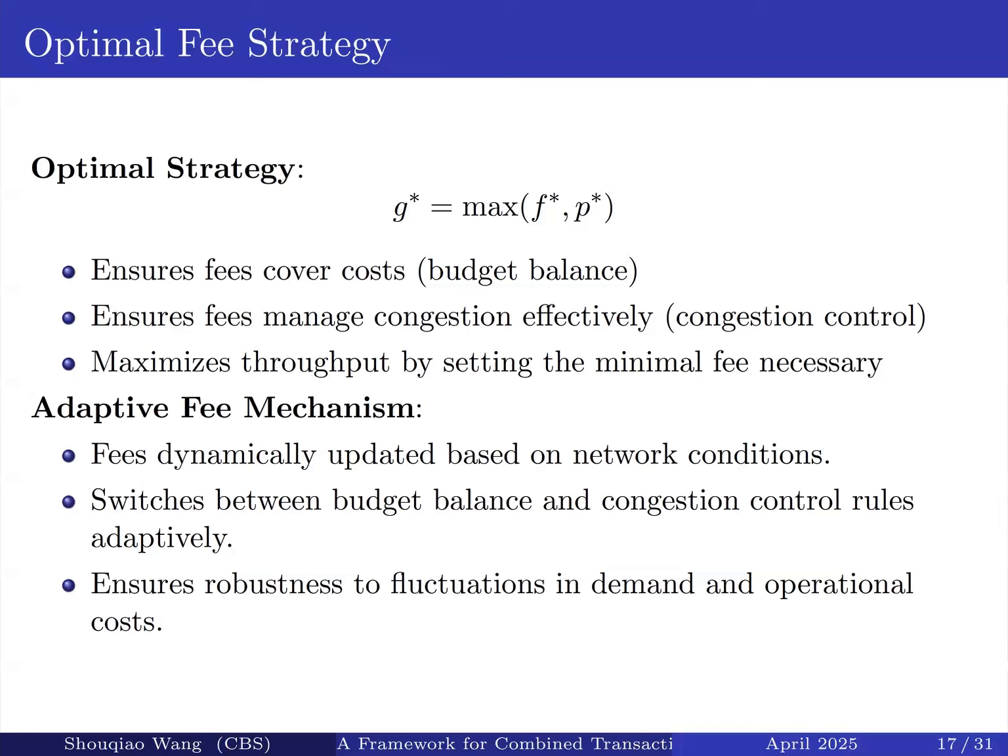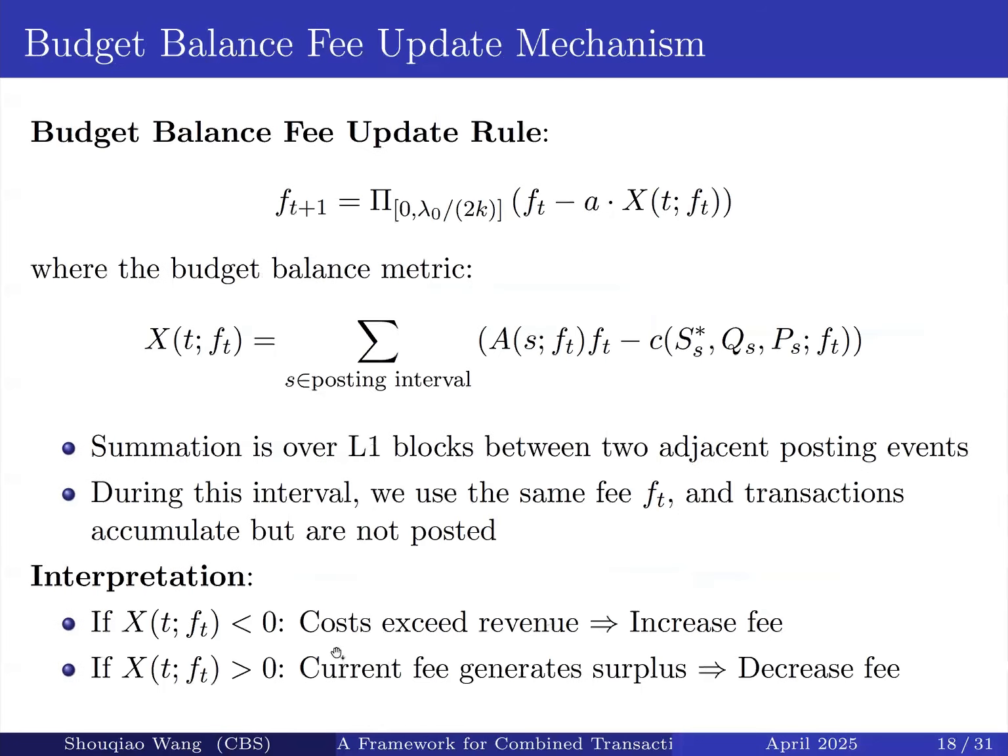When revenue falls short of costs, we increase the fee. When revenue exceeds costs, we decrease the fee. Similarly, we adjust fees to control congestion when necessary. And we now introduce the budget balance fee update mechanism. The fee is updated dynamically according to the rule shown, adjusting based on the observed budget balance metric denoted as XTFT.